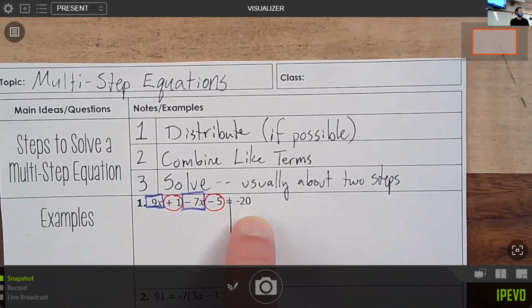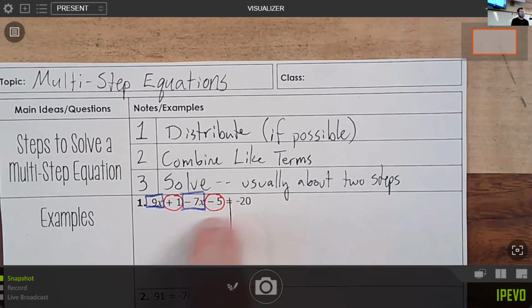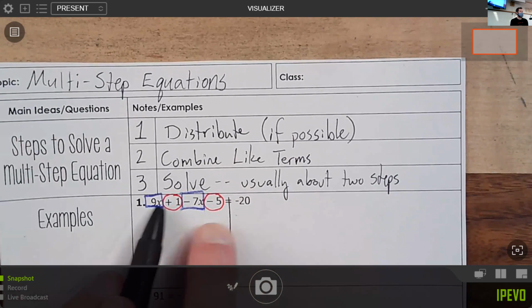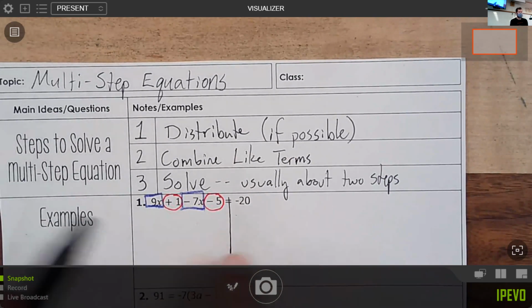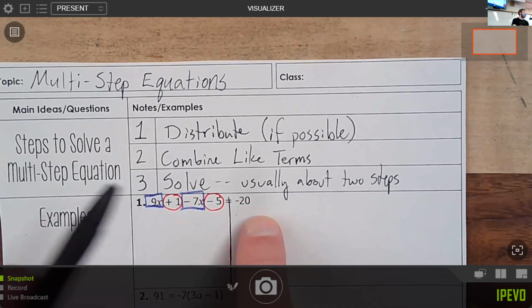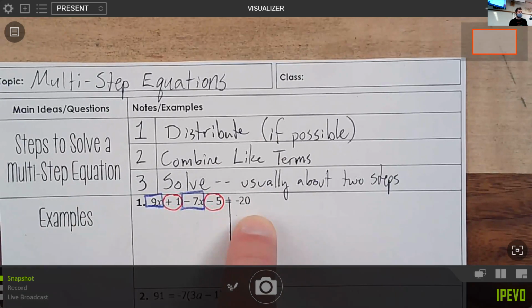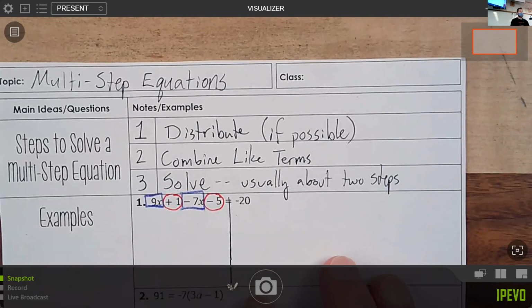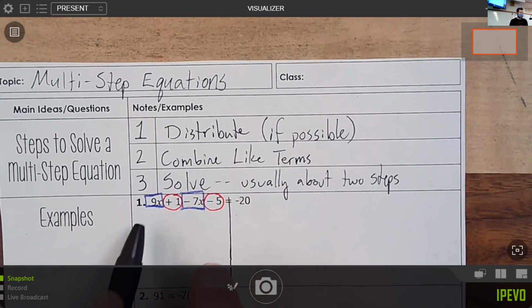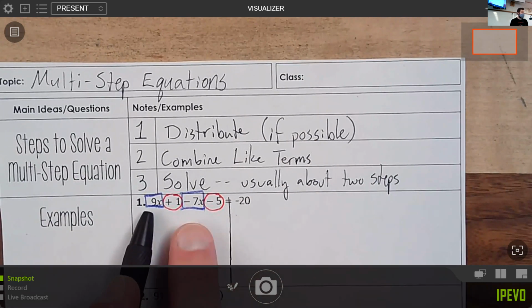You cannot combine like terms between both sides of the equal sign. You can only combine like terms on one side at a time. If there was more stuff over here that we could put together with the negative 20, then we would do that. But we're only combining like terms where there's multiple things on the side of the equation. So we're starting by putting together 9x and a negative 7x, or 9x minus 7x. What is 9x minus 7x?